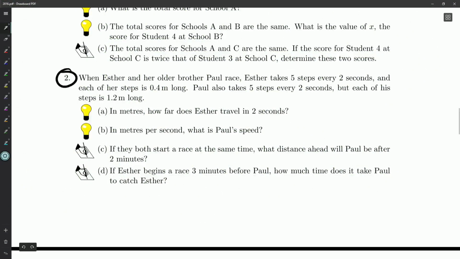We are looking at question number 2 on our 2016 Grade 9 Fryer Contest. When Esther and her older brother Paul race, Esther takes 5 steps every 2 seconds, and each of her steps is 0.4 meters long. So we could make a little conversion and figure out how quickly Esther is actually moving. Paul also takes 5 steps every 2 seconds, but each of his steps is 1.2 meters long. In meters, how far does Esther travel in 2 seconds?